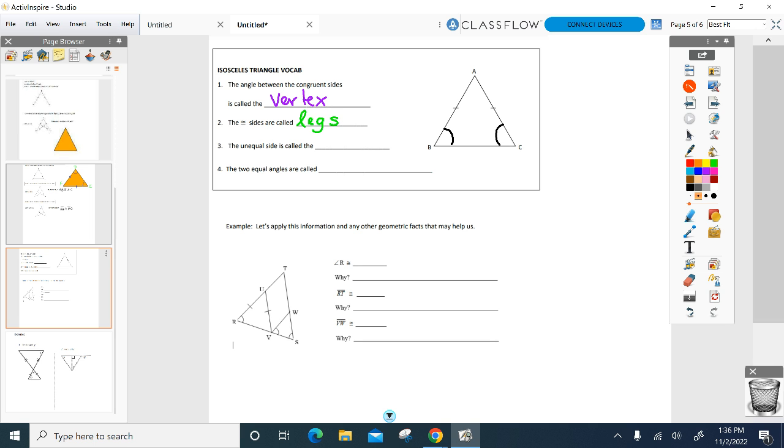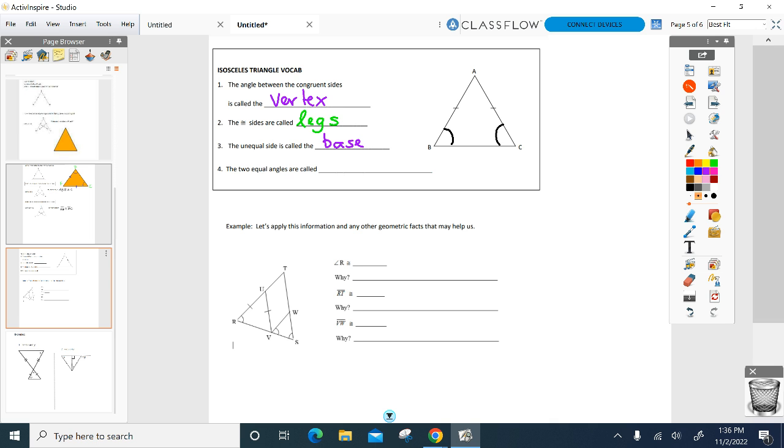And what about the unequal side? The side that's not equal to the other two in an isosceles triangle? Not a big fan of this name, base. And I'll tell you why. Because usually the middle school mentality in you says when I hear the word base, I automatically think of bottom. No, it's wherever the non-congruent side is. All right, the non-congruent side is called the base.